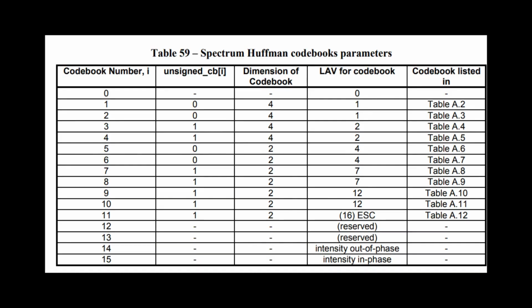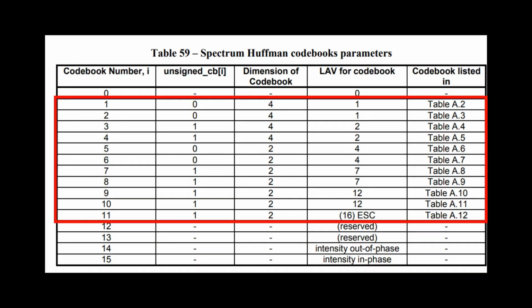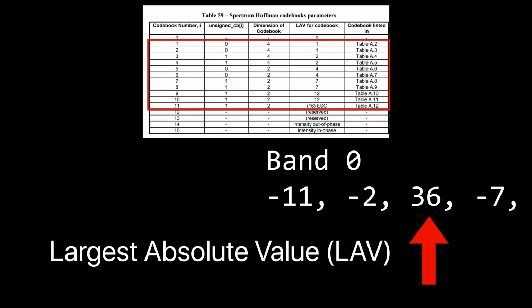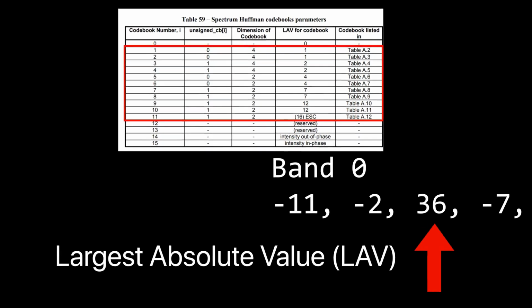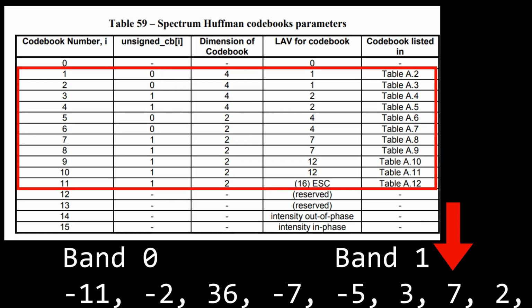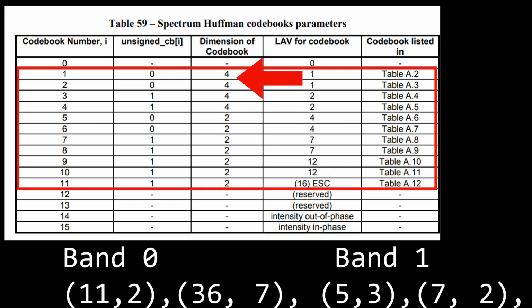In the AAC specs, there are 11 different codebooks we can choose from. To find the best one, let's first find the largest coefficient and set this to the largest absolute value, or LAV. Then, refer to table 59 in the AAC specs. If your LAV is greater than 16, we will use codebook 11. Otherwise, find the two codebooks with the smallest possible LAV to cover all of your coefficients. Then, group into either pairs or groups of 4, based on the dimension of the codebook.